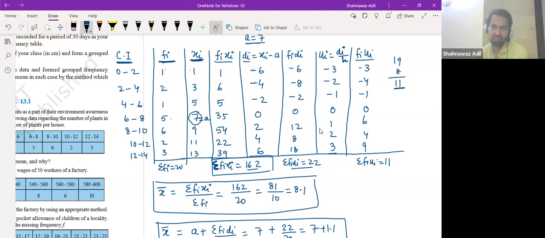This chapter is not that difficult, but it is lengthy.